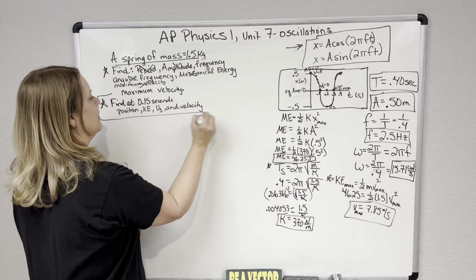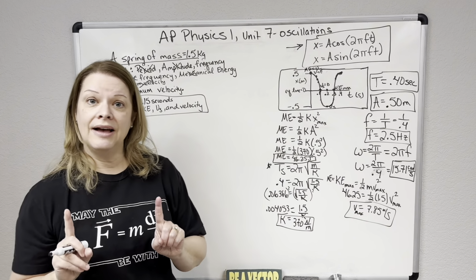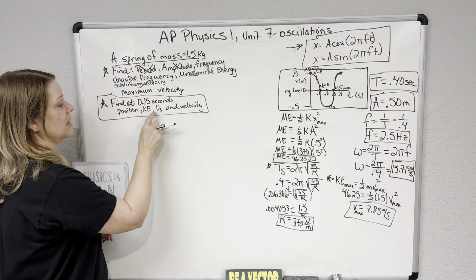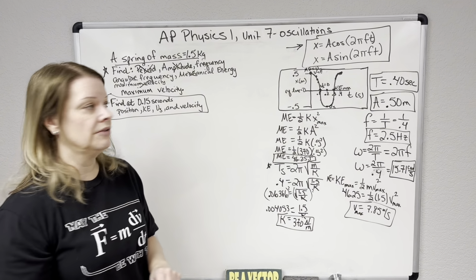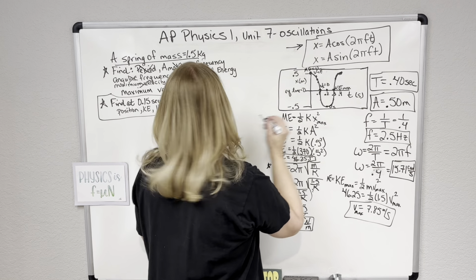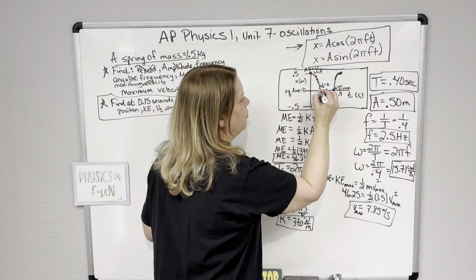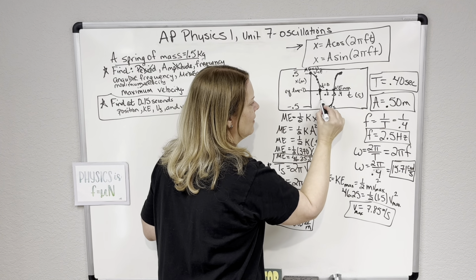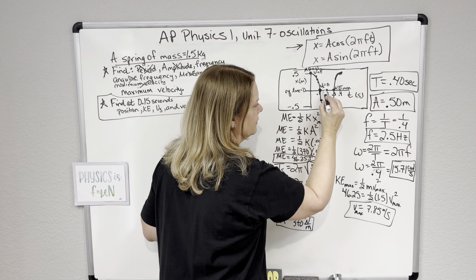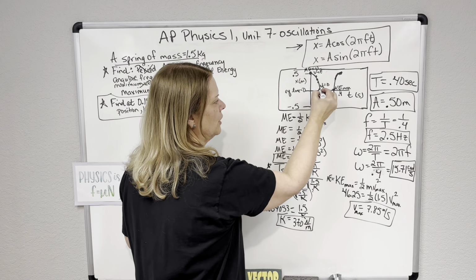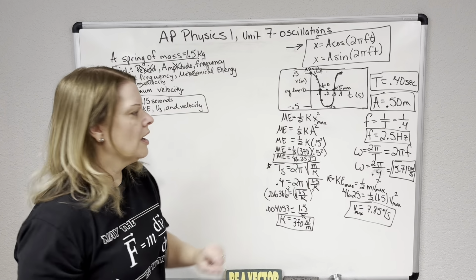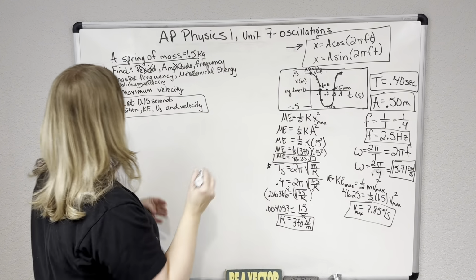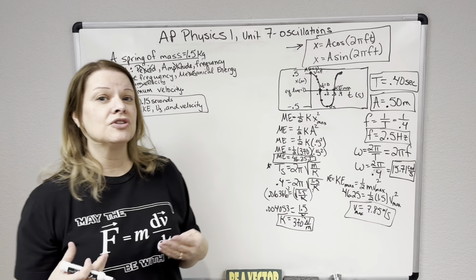Now they're going to come around and say, okay, at 0.15 seconds, I want to know what the position, the kinetic energy, the potential energy, and the velocity is. Okay, so we got to think about this. 0.15 seconds. Here's 0.1 second. Here's 0.2 seconds. So at 0.15, I'm somewhere in between your equilibrium line and your amplitude here. That means I am in a negative position. So I know I should be coming out with a position that's negative.